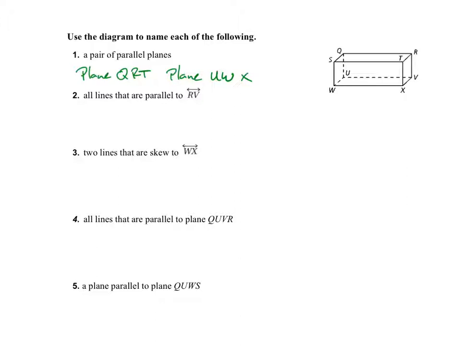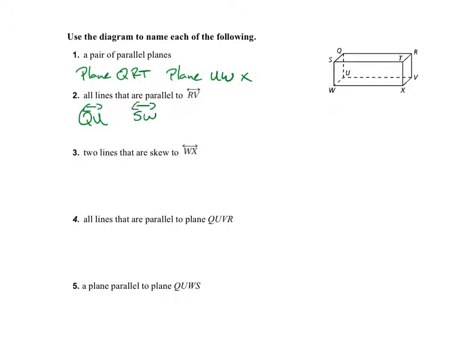Okay. So for number 2, I want to name all lines that are parallel to RV. RV is this one right here. So my first line is QU. That's that line right there. My second line is SW.